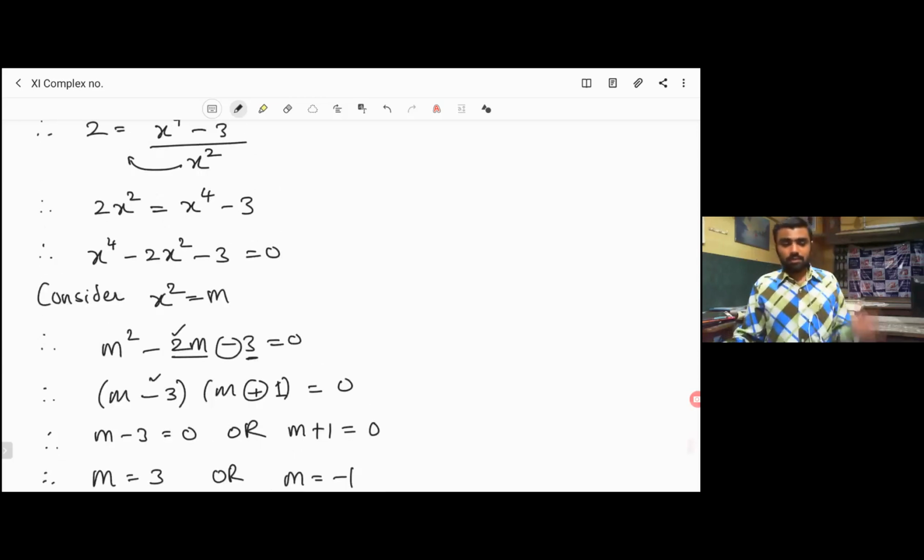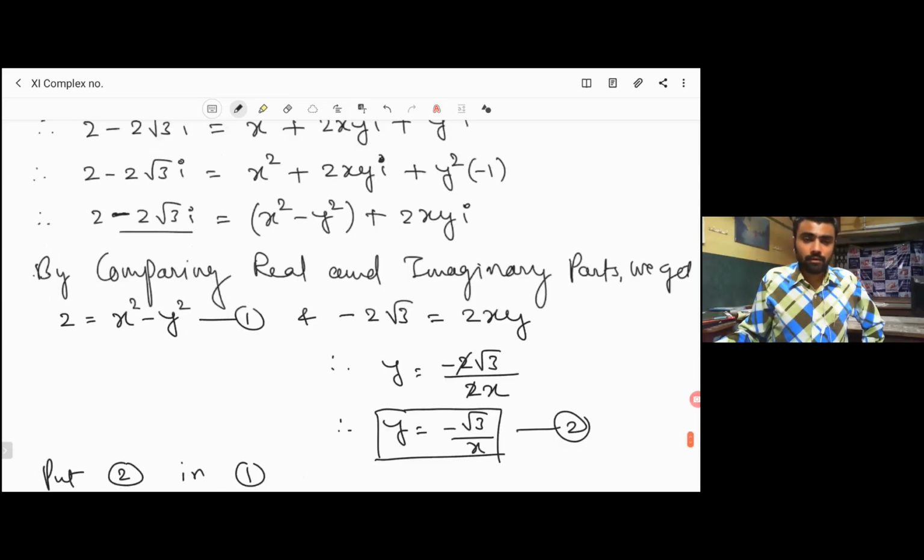In the next session, we will continue this exercise and learn some more types of questions further given in this exercise. Thank you, friends.